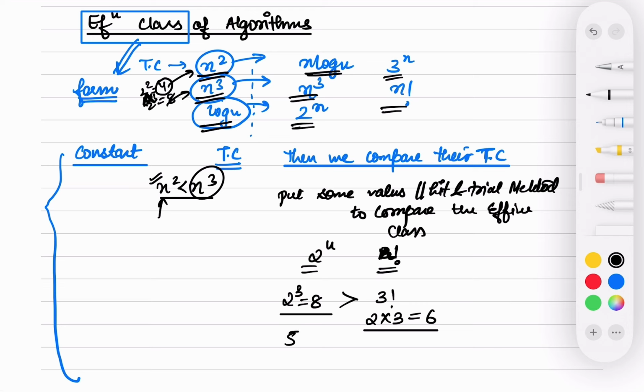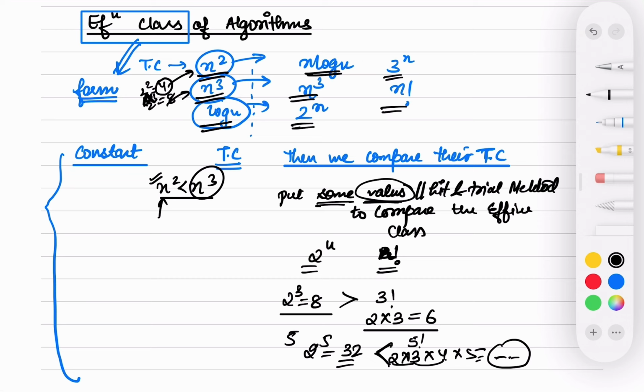For example, if I give 5, 2 power 5 is 32. And 5 factorial is 2 into 3 into 4 into 5: 2 threes are 6, 6 fours are 24, 24 fives are 120. You will find this is a 3-digit number, so obviously this is greater. That's what I'm saying: you should put in some values, not just one, and do the hit and trial method.